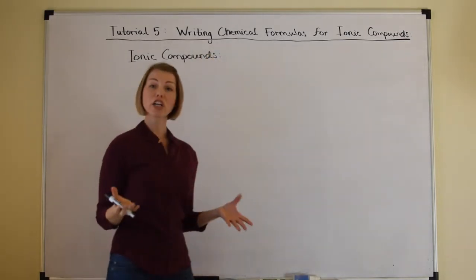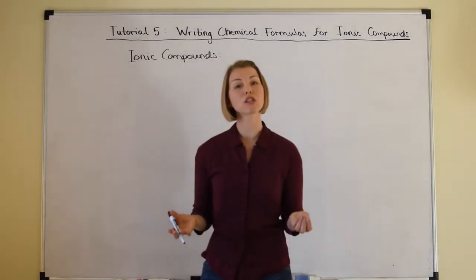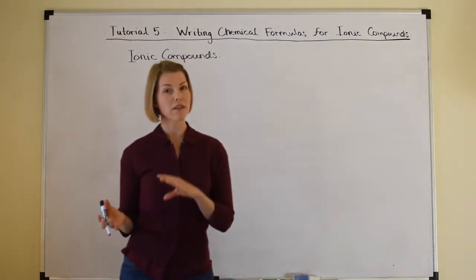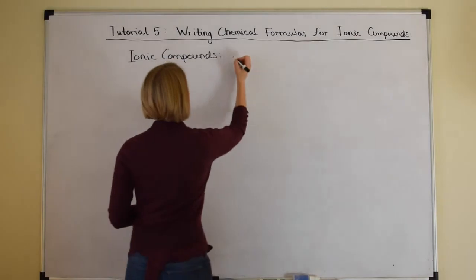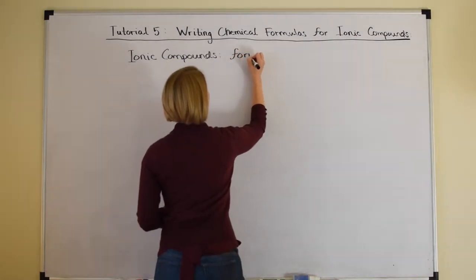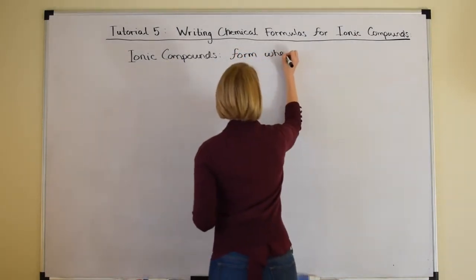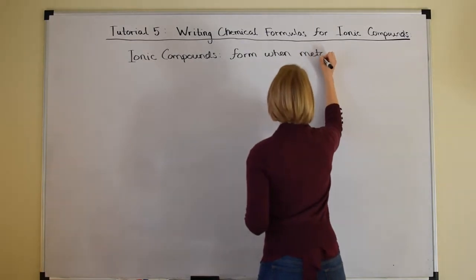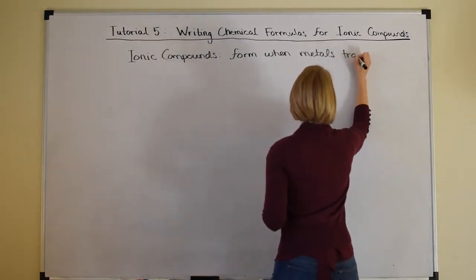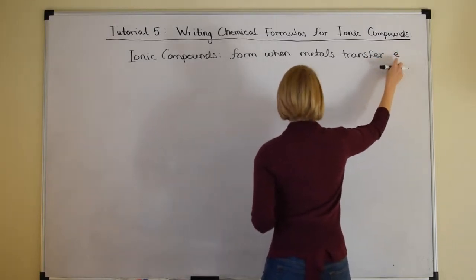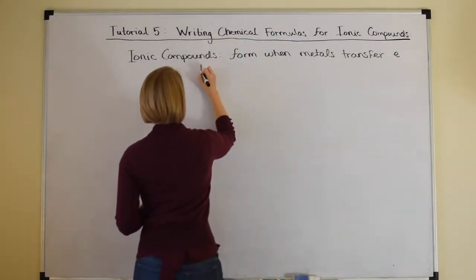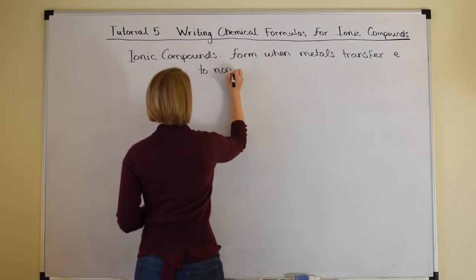Okay, ionic compounds form when metals transfer their valence electrons to nonmetals. Let's write that here. Form when metals transfer their electrons, I'll just write E for electrons, to nonmetals.